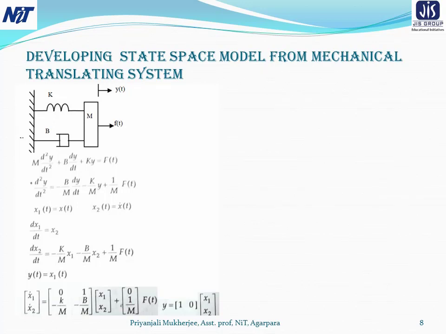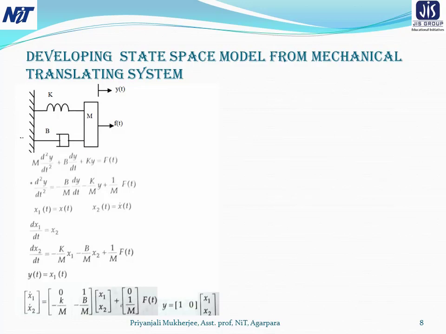Here is the example of developing the state space model from the mechanical translating system. This is a mass spring damper system, and the mass is connected to the damper and the spring K. Due to the application of a force, the mass is displaced in this direction, and the displacement is represented by y(t).